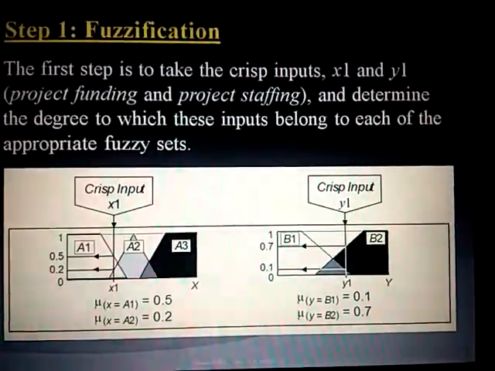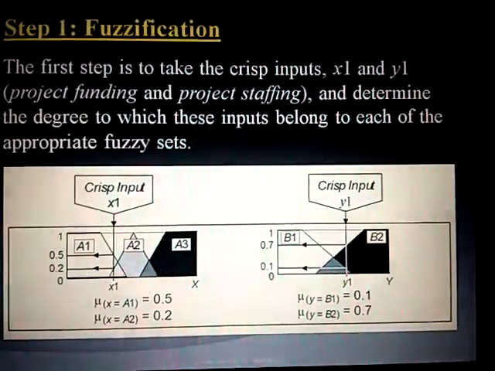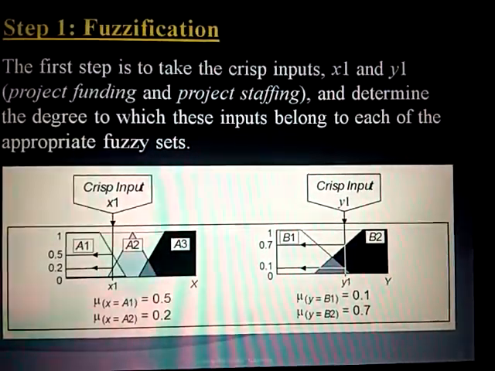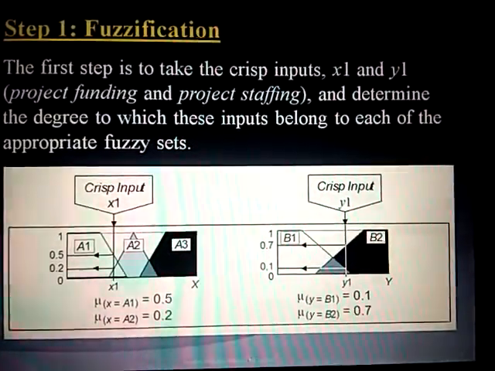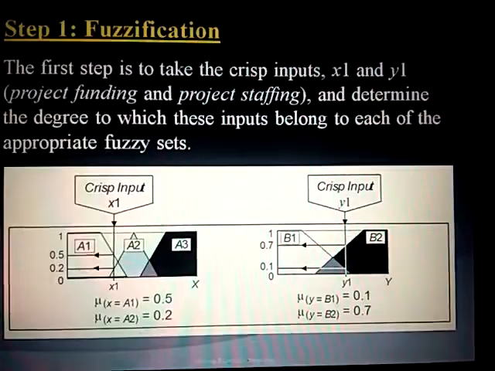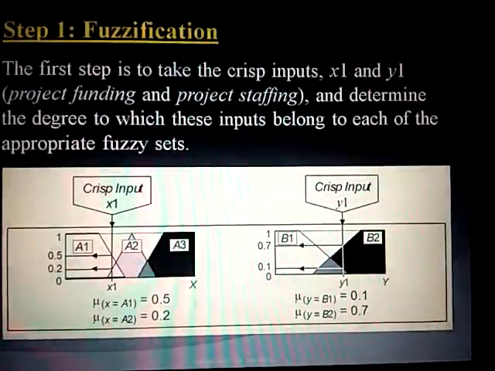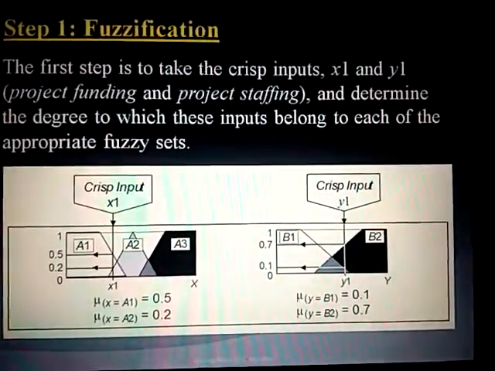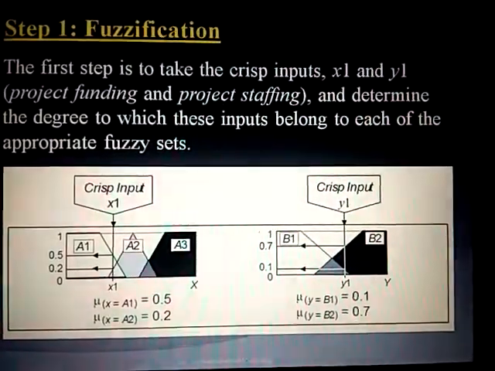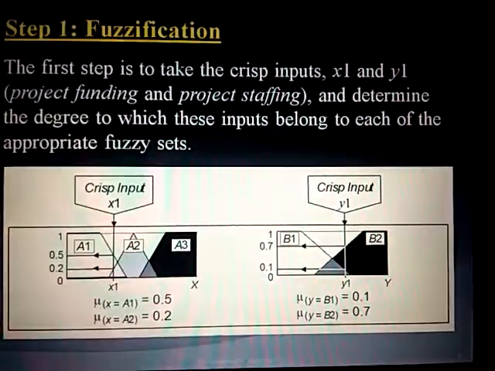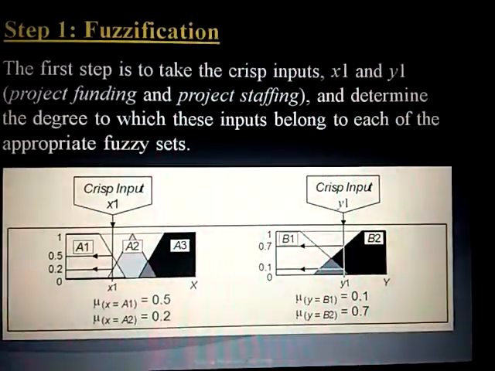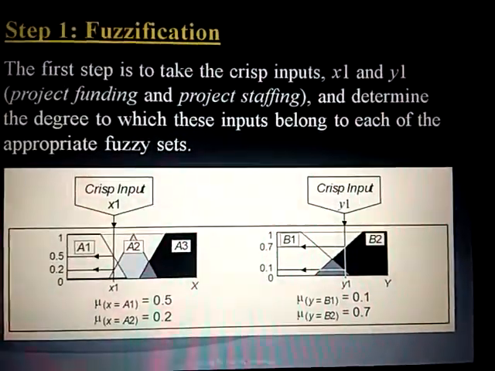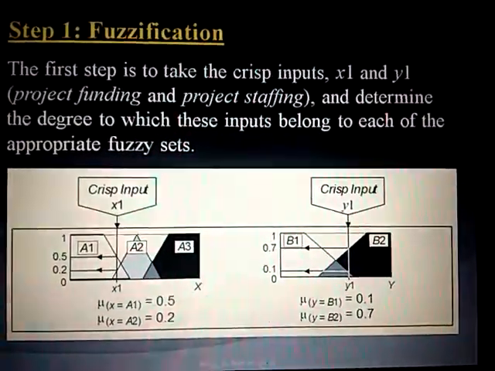Here the membership function at x equal to A1 is equal to 0.5, and the membership function at x equal to A2 is equal to 0.2. And in the second case, for B1 and B2, the membership function of y at B1 is equal to 0.1, and the membership function of y at B2 is equal to 0.7.